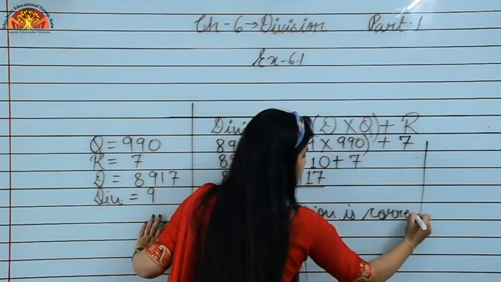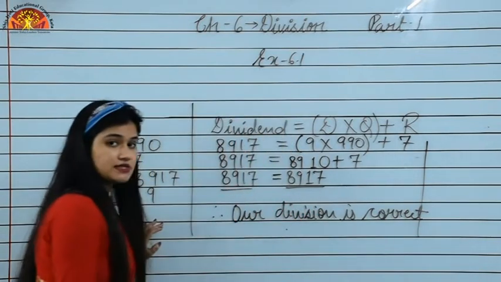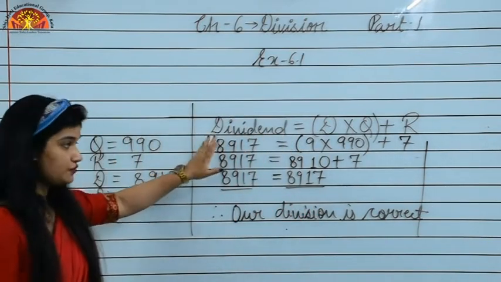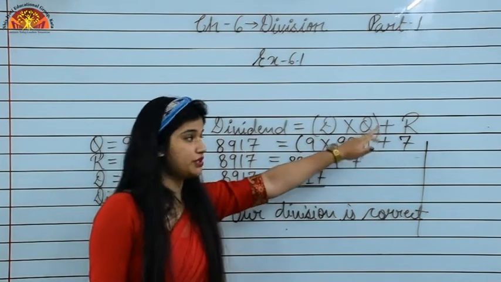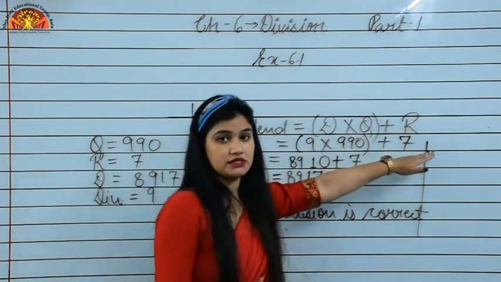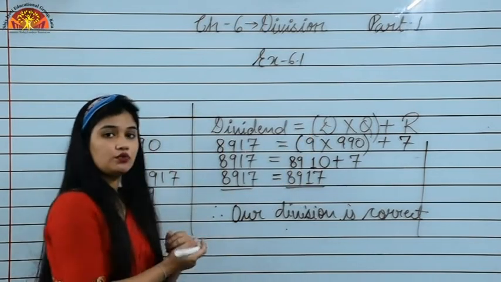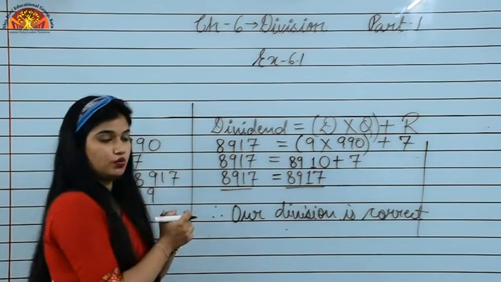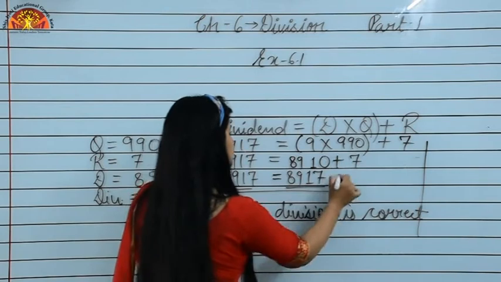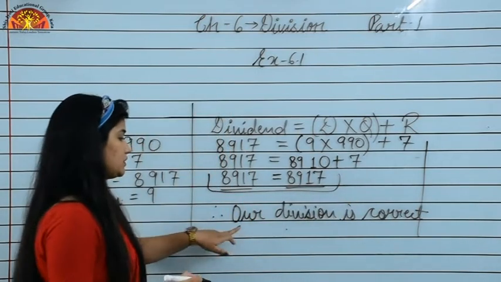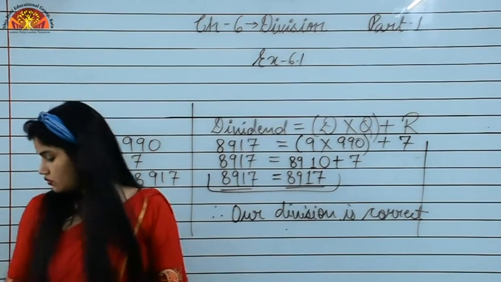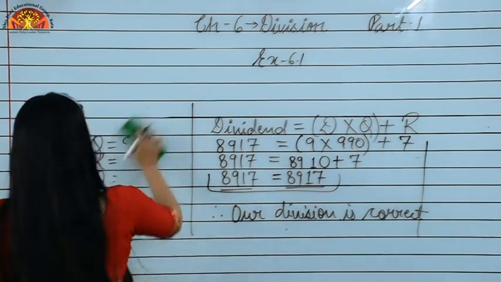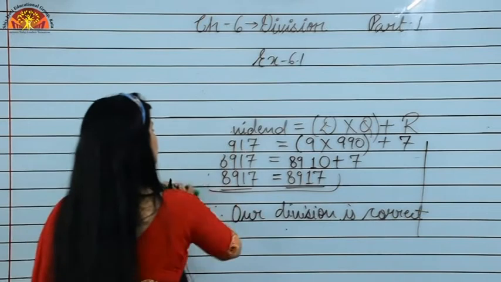Is it clear students? To check an answer, to check the division, you have to use this formula. Now what is the formula? Divisor into quotient plus remainder. और ये जो साइड है ये किसकी इक्वल होना चाहिए? डिविडेंड की इक्वल. If these two terms are equal, it means your division is correct. Is it clear students? So now we'll see the next question of exercise 6.2.